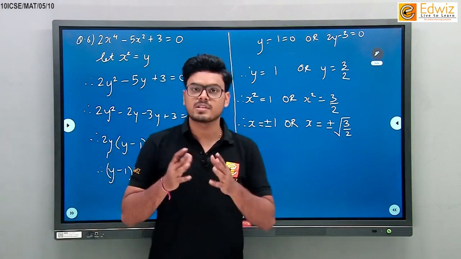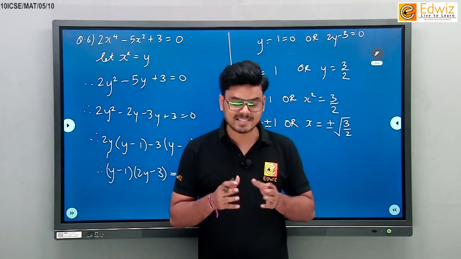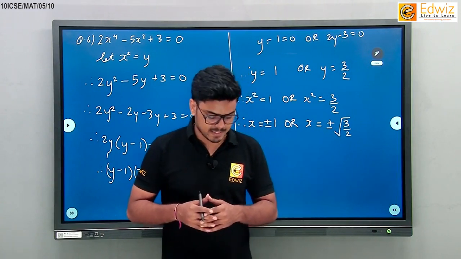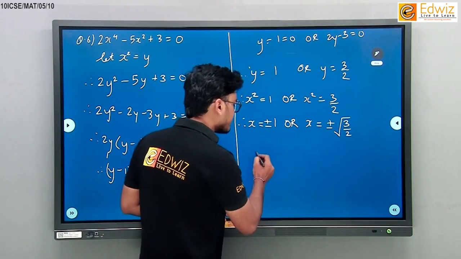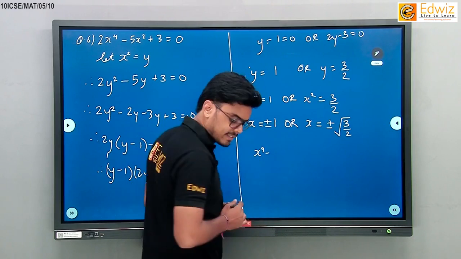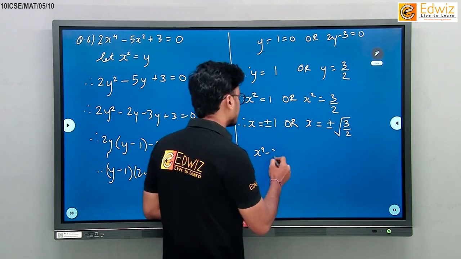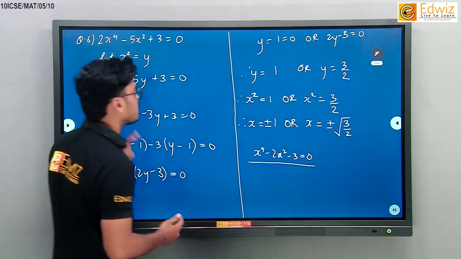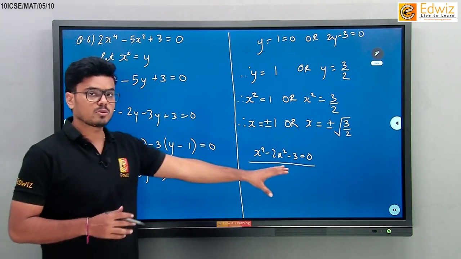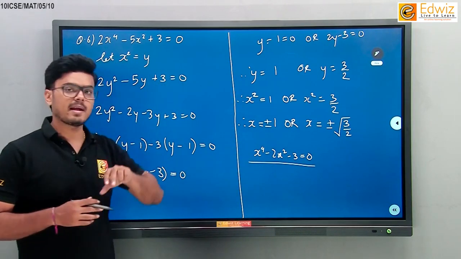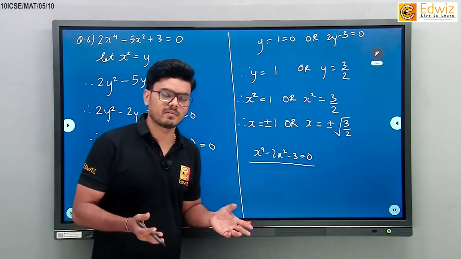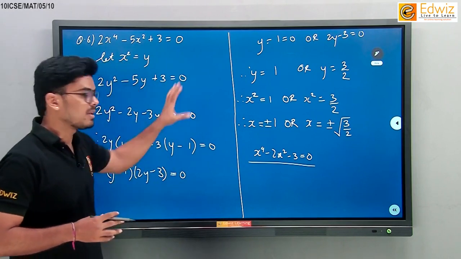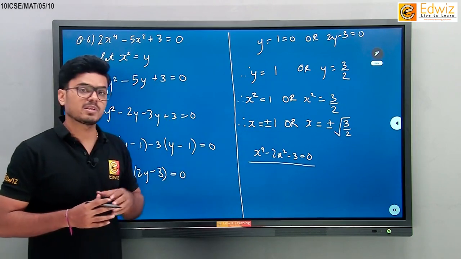Let's go to the next question now, students. That is question number 7, which is x raised to 4 minus 2x square minus 3 equal to 0. So the equation is this: x raised to 4 minus 2x square minus 3 equal to 0. Now this is very similar to this question. Okay? In this question also you have to assume x square as some other variable. You can take it y, you can take it a, b, c, anything you want, and solve it in a similar manner.